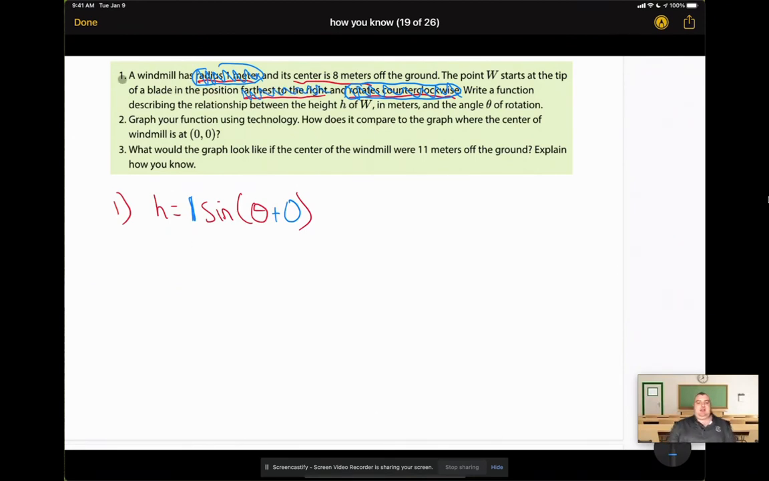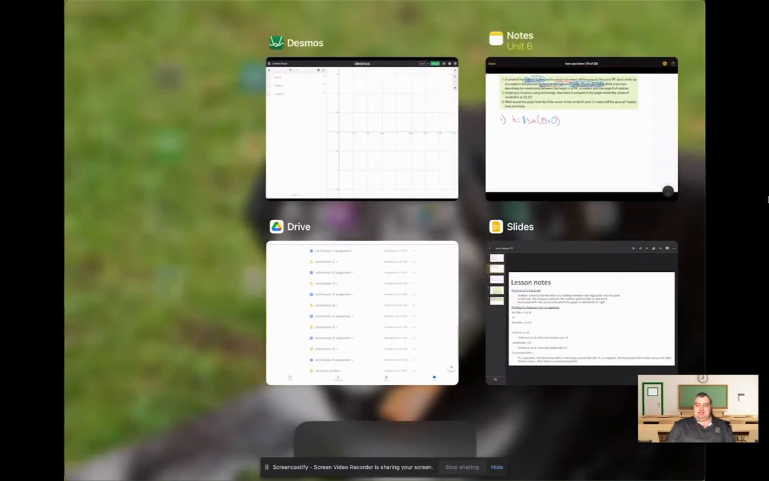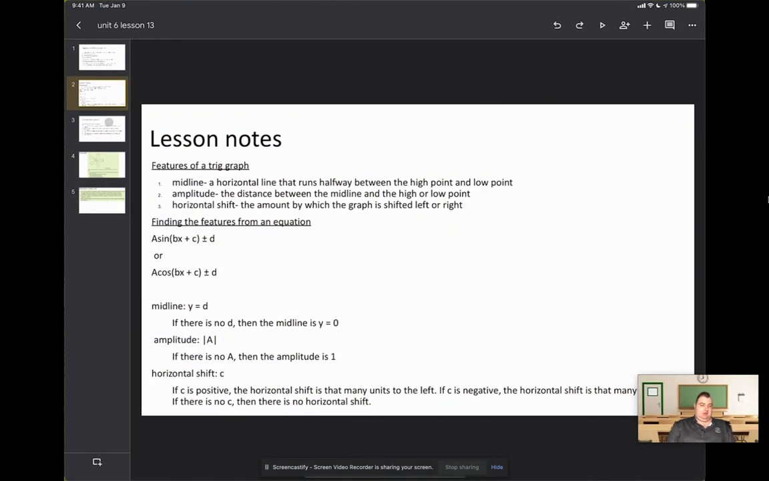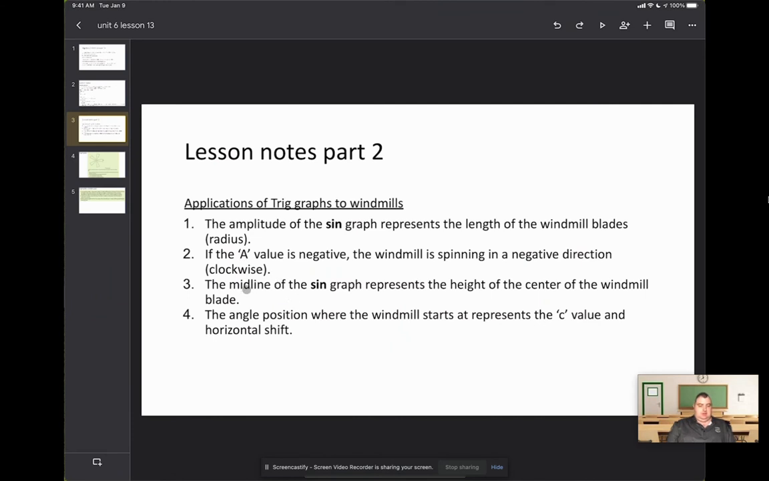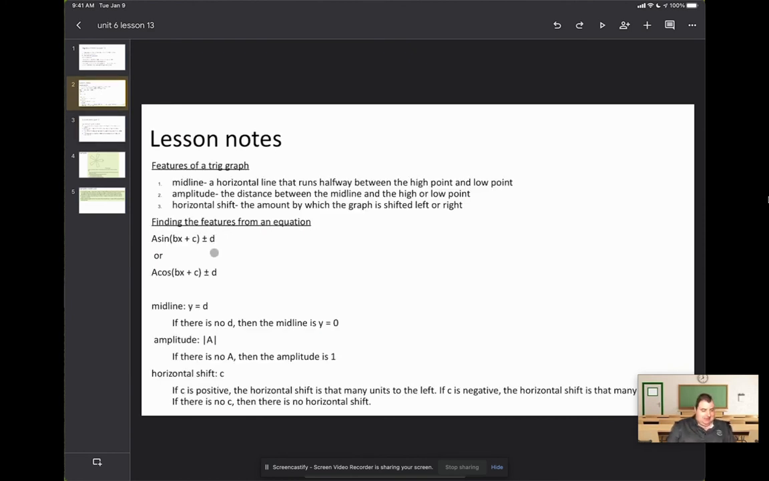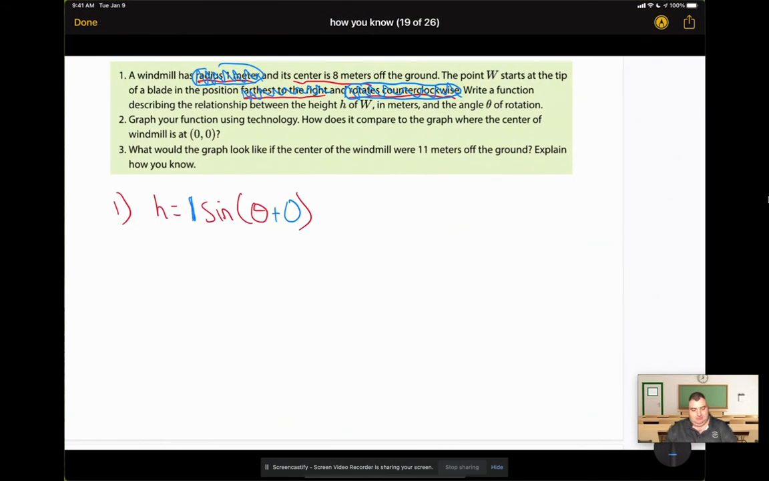Okay. And then the only other thing we haven't accounted for is that the center is 8 meters off the ground. So the height of the center is 8 meters. The midline of the sine graph represents the height of the center of the windmill. So the height of the center is 8, so that means the midline is 8. If the midline is 8, then this D value is going to be plus 8. So after the parentheses, I have to write a plus 8.